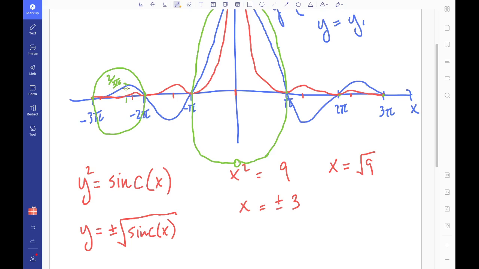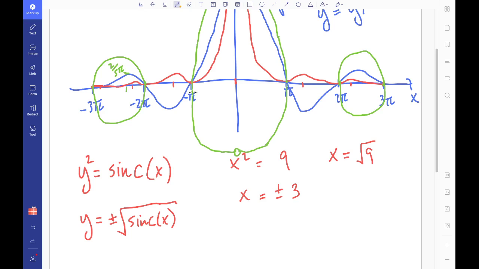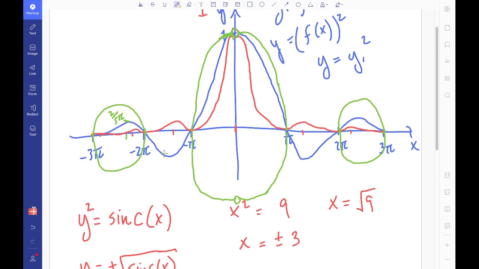No, what am I talking about? It's 2 over 5 pi. Okay, that's our 2 over 5 pi root. Our negative 2 over 3 pi root doesn't exist. So again, it's going to be a curve that is symmetrical about the y-axis, and these blobs aren't going to be in the range where sinc x is negative.